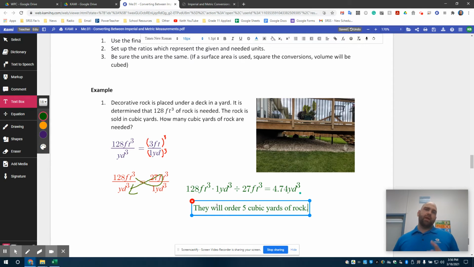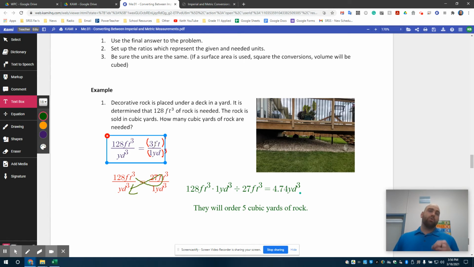If we forget to cube that and we just divide by 3 instead of by 27, we're going to get a much bigger number. We're going to get a number of 43 cubic yards, if we forget to multiply or cube this, which would mean I would have way too much rock for underneath my deck. I would have enough rock to do my entire yard, and I would be paying for it as well, which is not what I'd want. Okay, so it's important that we convert it correctly.